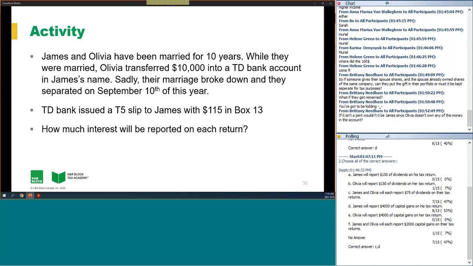So we have a T5 slip for James. We have to portion it out. We're going to say 252 days. So I'm going to take $115, multiply by 252, divide by 365, and I get $79.39 belong to Olivia. Olivia has to report $79.39 of income on her return for interest. And the remainder, $35.61, is James's interest. Next year, it will all be James's interest. But for the period they were married, the attribution rule applies.